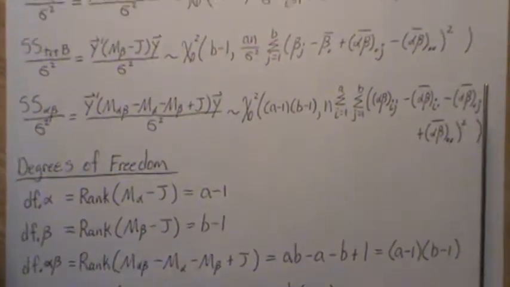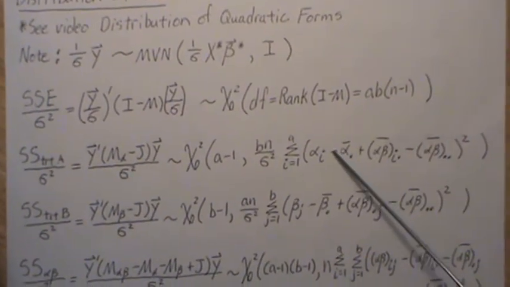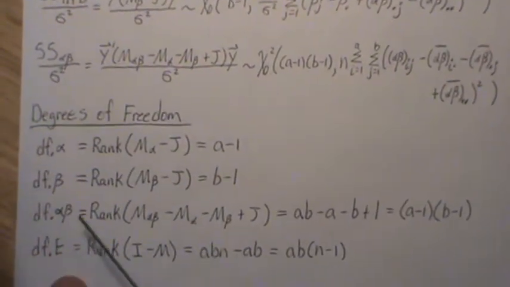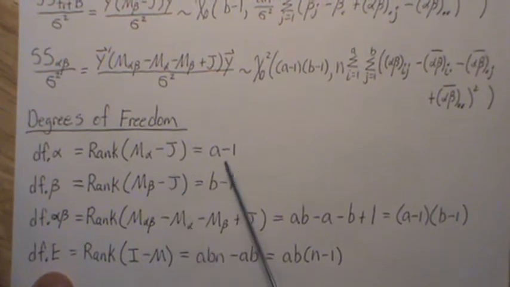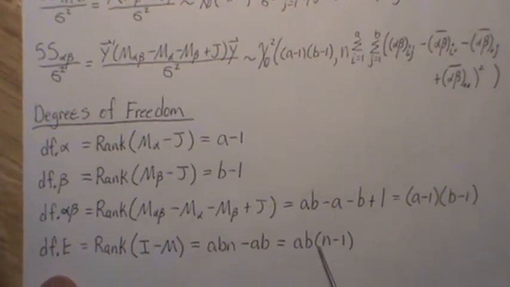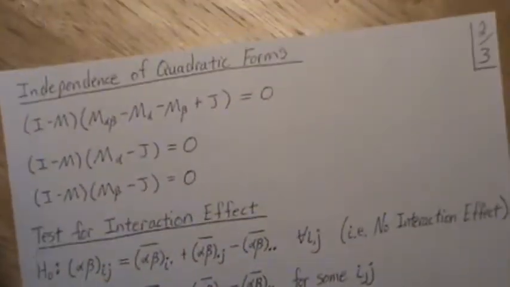Now, I mentioned that the degrees of freedom in each case is the rank of the matrix in the middle. So it's the rank of this, which we also proved in earlier videos. And that's how the degrees of freedom is derived.